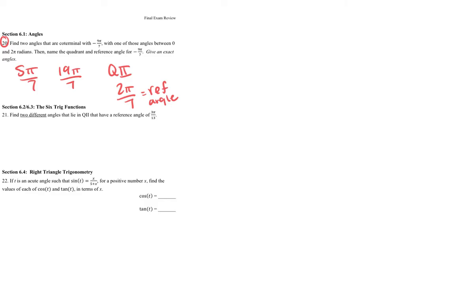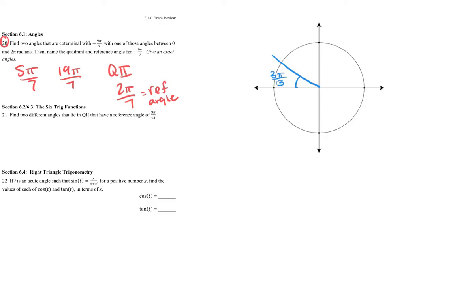So this next one is asking us to find two different angles that lie in quadrant 2 that have a reference angle of 3 pi over 13. Okay, so if something lies in quadrant 2, somewhere over here, and has a reference angle of 3 pi over 13, that means this angle right here is 3 pi over 13. We want to figure out this angle, theta. Well, we know that 3 pi over 13 plus theta is going to be equal to pi.